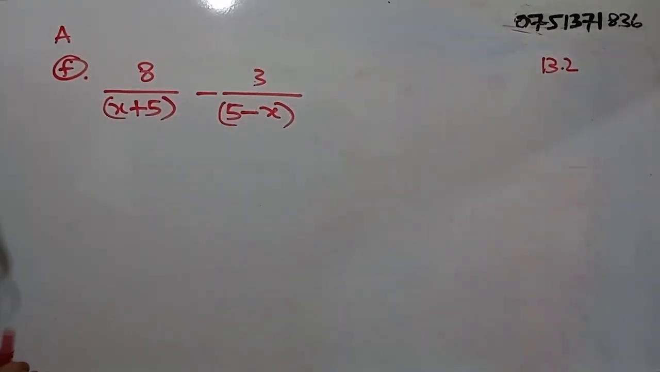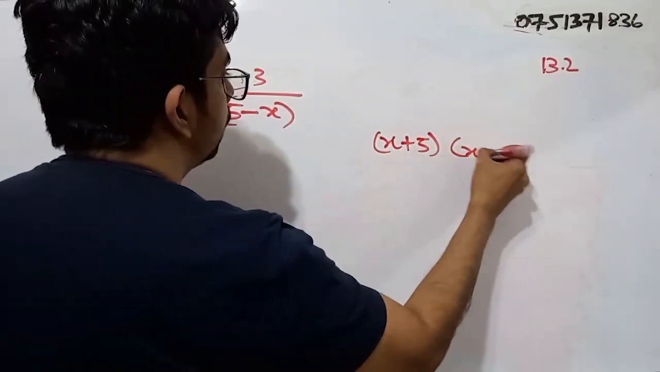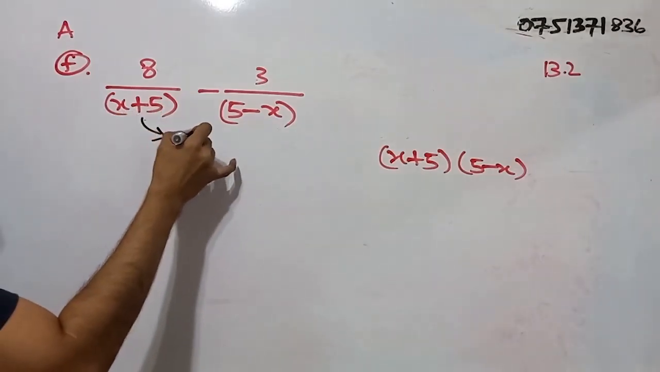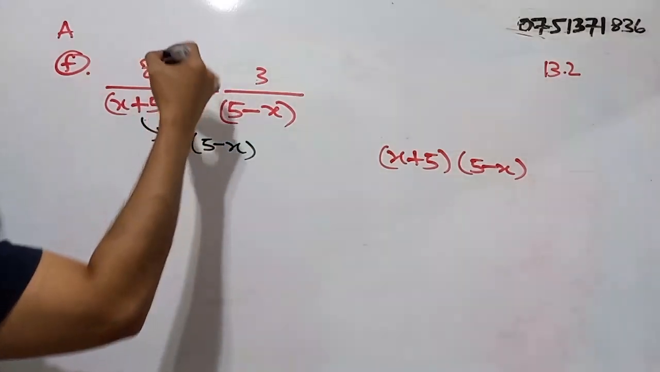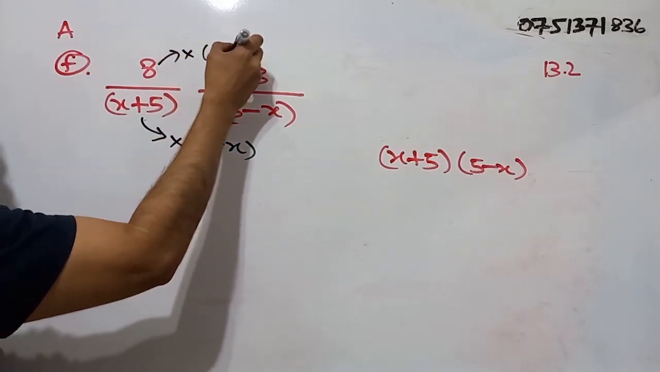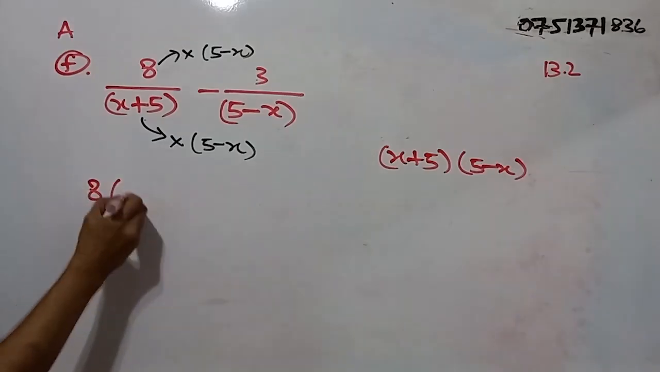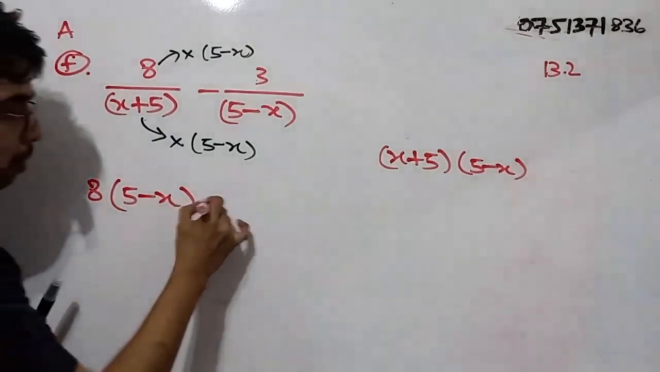Okay, so here we have to select what as the LCM? X plus 5 and x minus 5. X plus 5 needs to be multiplied by 5 minus x. So numerator same value, so we have to multiply that by 5 minus x as well, right? So that means 8 into within brackets 5 minus x, then minus 3.